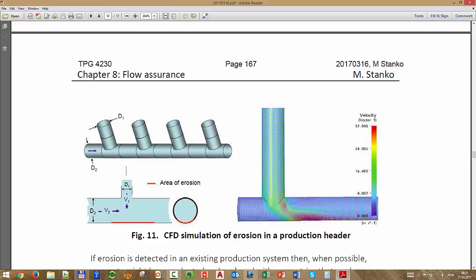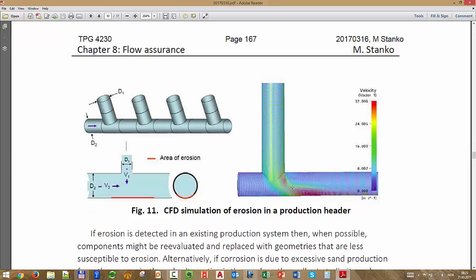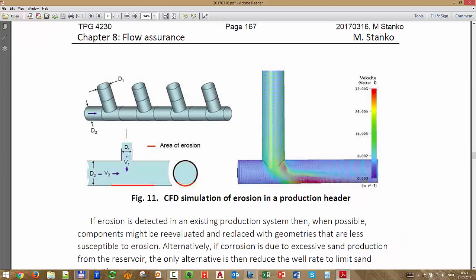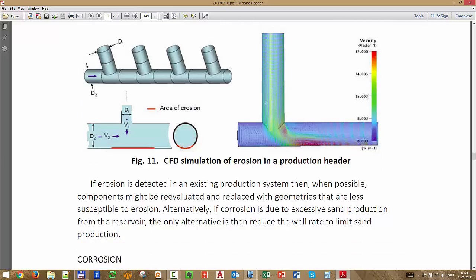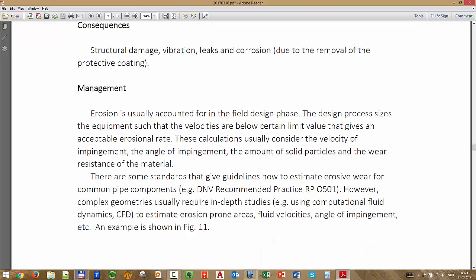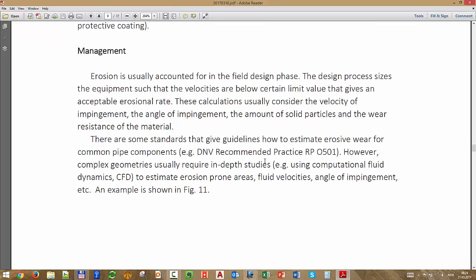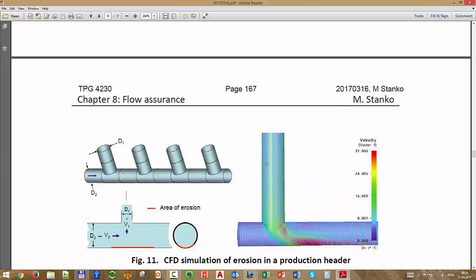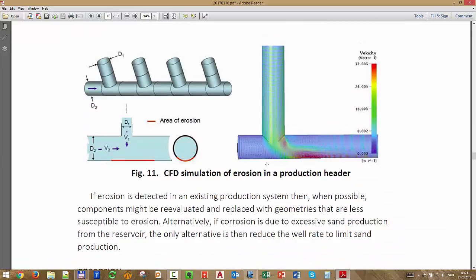And with that, you can compute the erosion rate, and then you can see if you have to change the geometry to get a smaller erosion rate, or if you have just to limit the rate up to a certain value. So that's something that is done in design. And in design it's nice, you can change all the diameters, you can change pipe diameter, etc. But when you are already in the production, in the operational phase, you cannot make those changes that simply. Every change is a big investment.